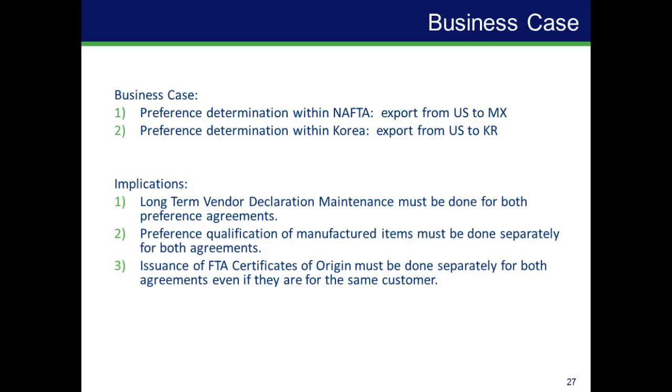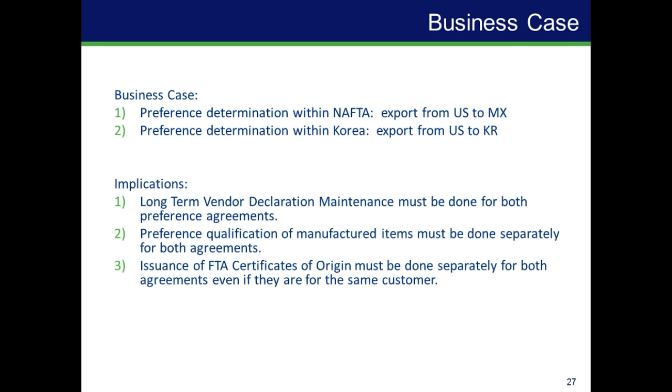So if you were going to establish inputs to these raw materials, inputs to these finished goods as qualified under one of these free trade agreements, you would have to go through the long-term vendor declaration maintenance for both those agreements for a single product. So while the process remains the same now with the support of multiple free trade agreements, think of it as an iterative process. You now need to do it for each agreement which is going to impact that product.